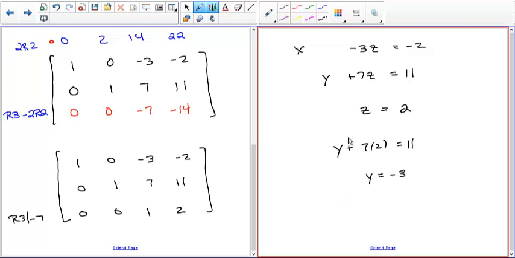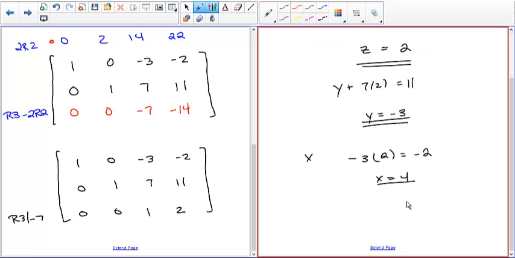And then I don't even need y in the first equation because I don't have y, so x minus 3 times z, which I just calculated up here, is equal to negative 2. So x minus 6 equals negative 2, so add 6 to both sides. That goes to 0, and this becomes 4. So that's my solution. Z equals 2, y equals negative 3, x equals 4.